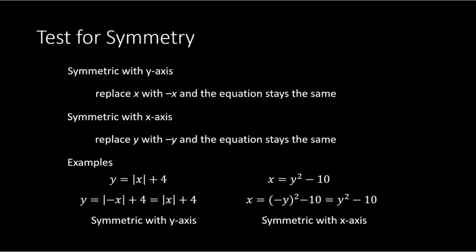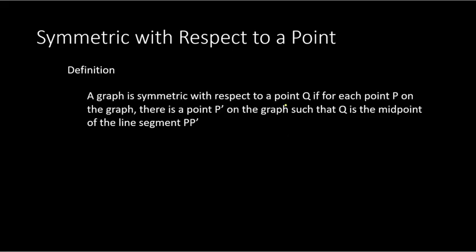Now another type of symmetry is being symmetric with respect to a point. So the definition of this says that a graph is symmetric with respect to a point Q if for each point P on the graph there is a point P prime on the graph such that Q is the midpoint of the line segment P P prime. Okay, that's a lot of words, a lot of math notation. So what does that mean?